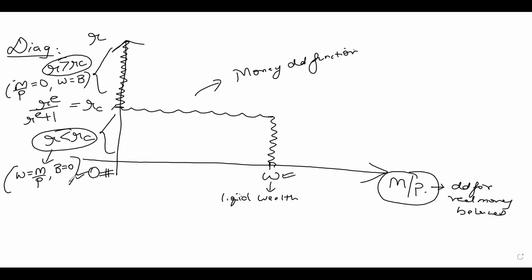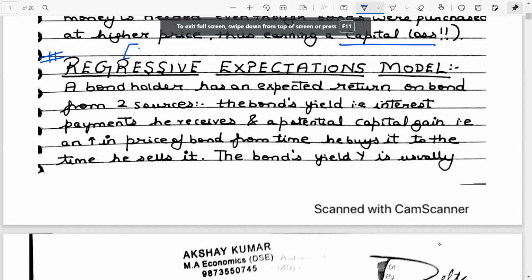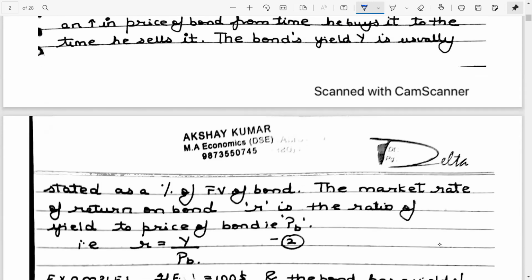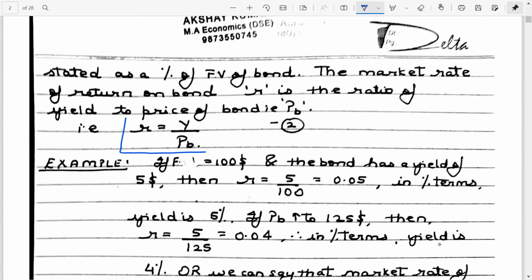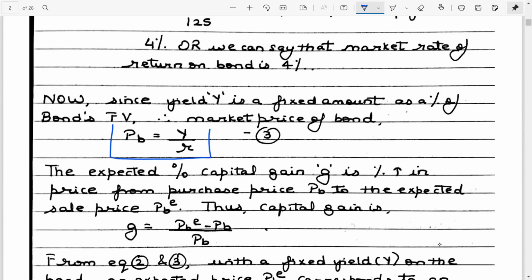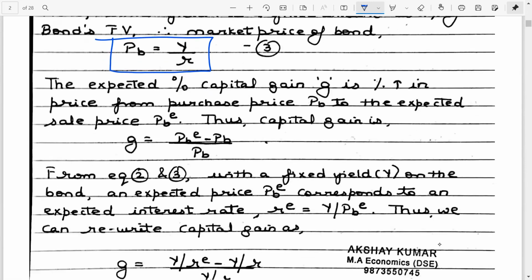Hoping all students have understood this. Okay, so I can come to the lecture note now and show all students what we have done. Today's lecture, primarily we started with this topic, the regressive expectations model. We had done some part in the previous lecture. We had done this equation: market rate of return is equal to yield divided by the price of bond. Therefore, price of bond is yield divided by the market rate of return.